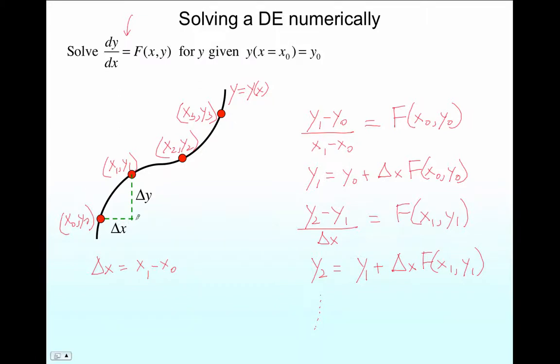Of course, the smaller you make delta x, the more accurate this will be. Clearly, the smaller that you make delta x, the closer you're going to get to an exact solution of this equation.